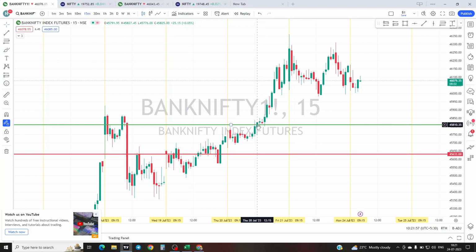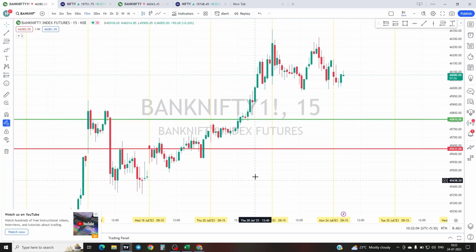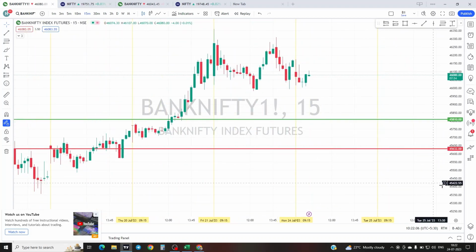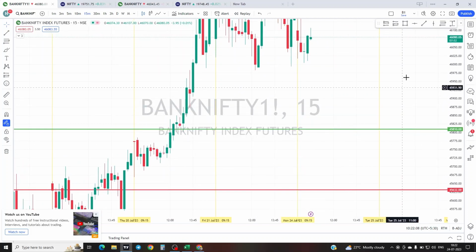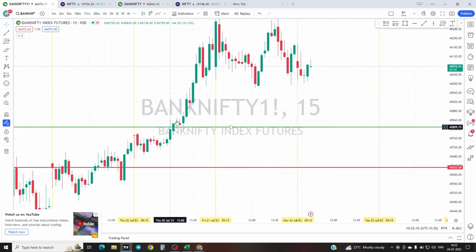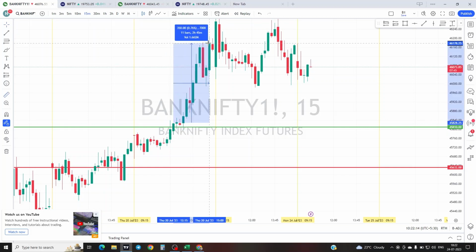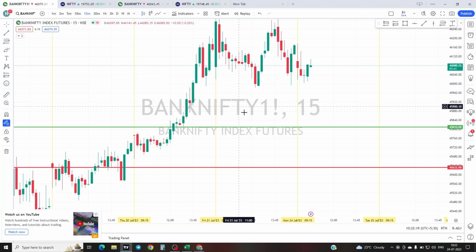Once it closes above the green level, we are going to take a call option. Once it closes below red level, we are going to short the market, that is, we are going to take a put option. See, once the candles closed above the levels, we almost got around 340 points, and that was an expiry day.